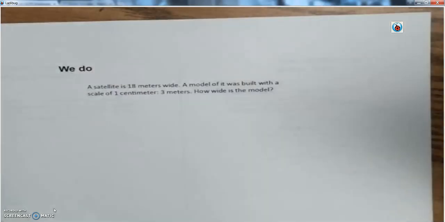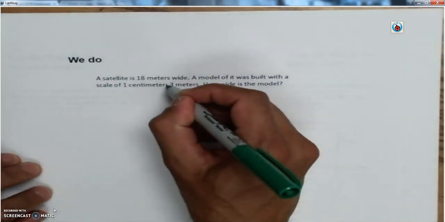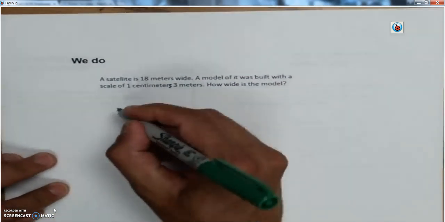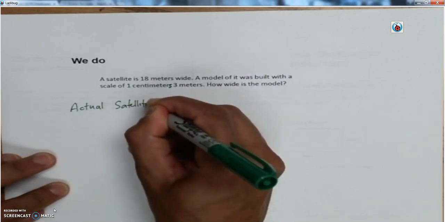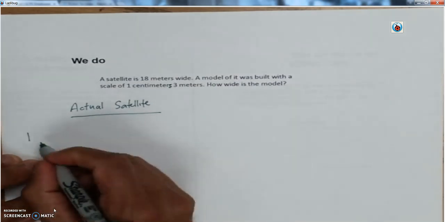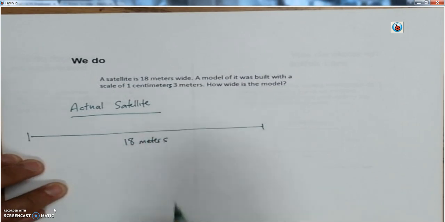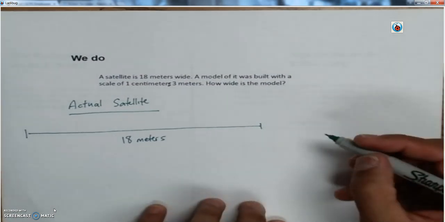Okay? Open your notebook. Let's do one together. So no drawing this time. We can make our own. A satellite is 18 meters wide. A model of it was built with a scale of 1 centimeter to 3 meters. How wide is the model? So the actual satellite is 18 meters wide, right? And we're going to draw a scaled down version of that. And our scale is that.